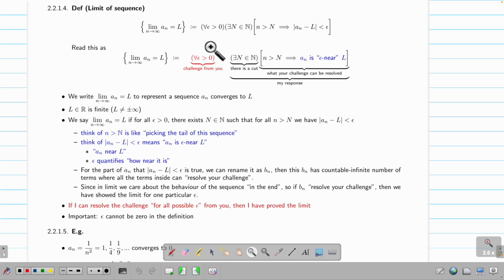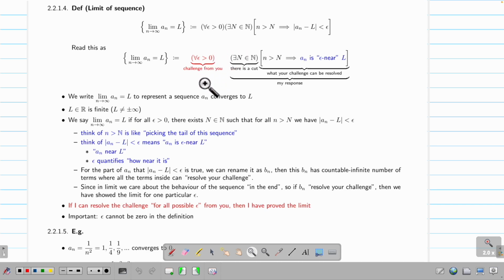You assume there are two people arguing with each other. In the 0.99999 situation, some people will say, no, 0.99999 is not 1. It's always slightly smaller than 1. There's some small gap there. This epsilon is the gap. So the whole story is that, let's say I argue with you. I say this limit goes to L. What I'm doing here is that whatever challenge comes from you, I can resolve it. Then I win. This is the meaning of this whole chunk of thing.